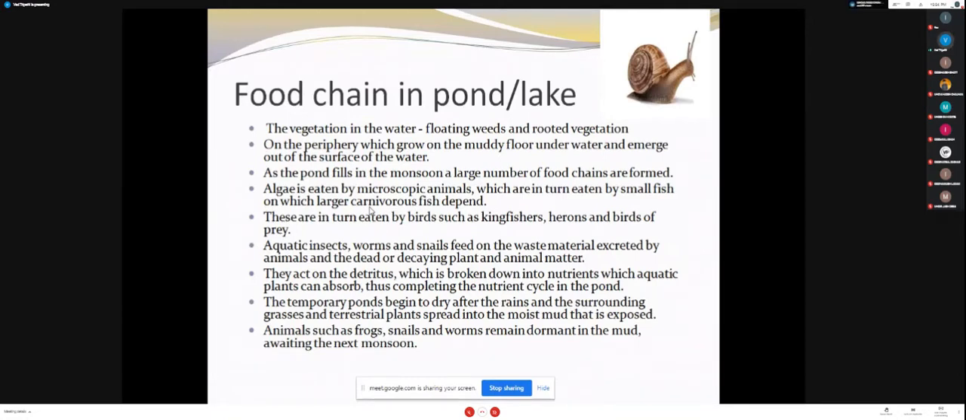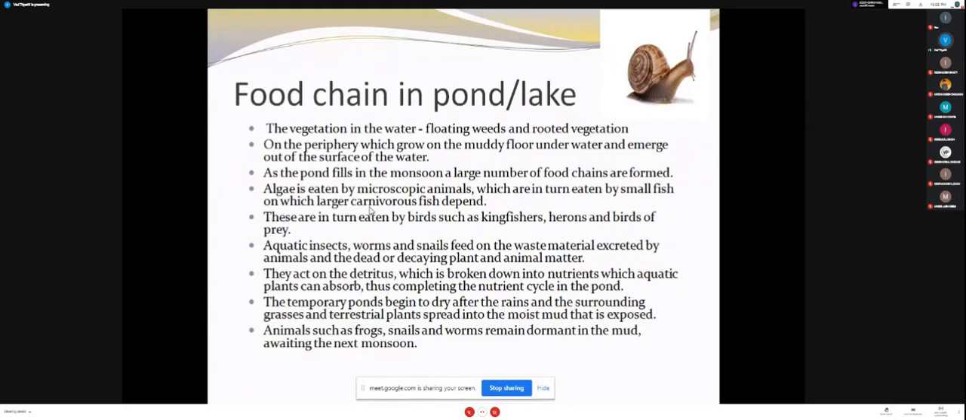Aquatic insects, worms, and snails act as decomposers of these ecosystems. So they feed on the waste material that is excreted by the animals and the plants. The decaying plants and the waste material excreted by animals are assimilated by these aquatic insects, worms, and snails. They act on this detritus. This detritus is the dead organic matter, which is broken down into nutrients which the aquatic plants can again absorb. So by their action, they are recycling the nutrients back into the ecosystem where they can be absorbed by plants.